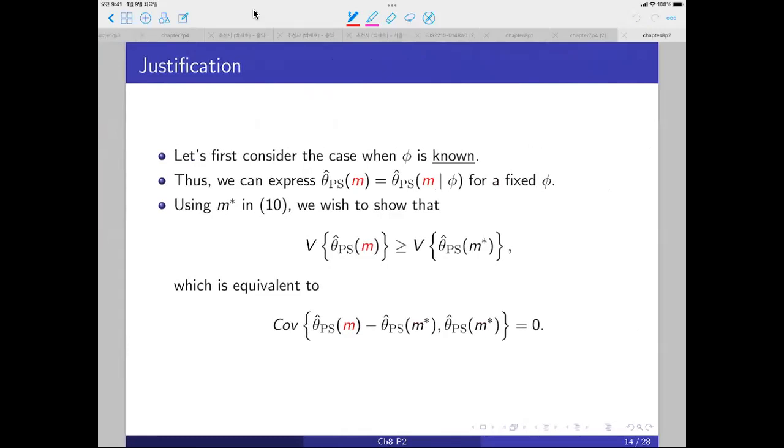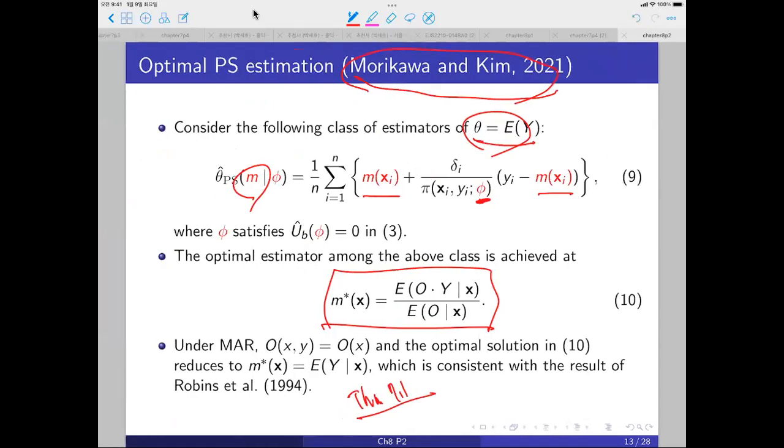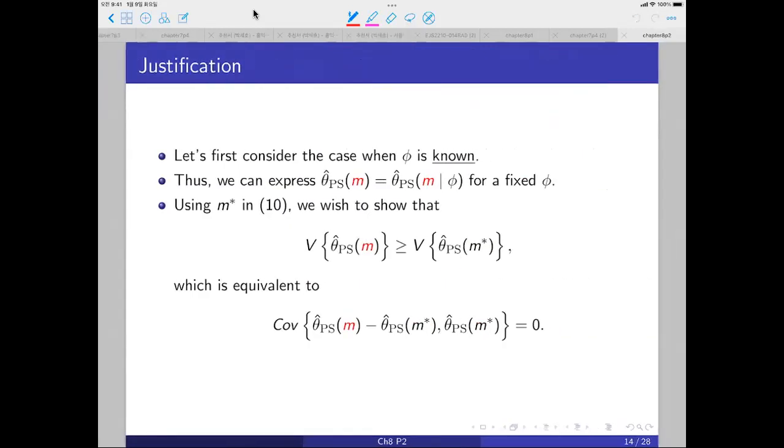Okay, so let's consider the case when P is known. So that should be easier. Previously we had two nuisance parameters, right? P and M. But now let's assume that P is known. Then we can just fix P and write it in terms of M, right? And then all we want to show is this one. So you want to show this.